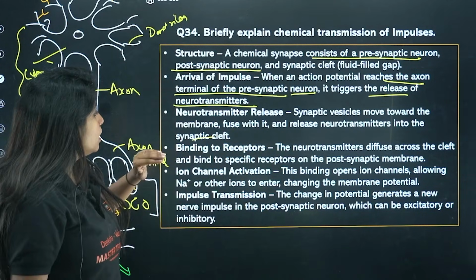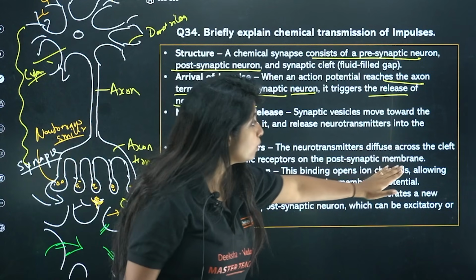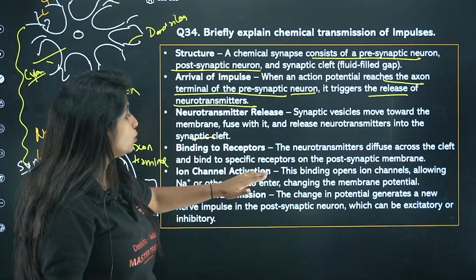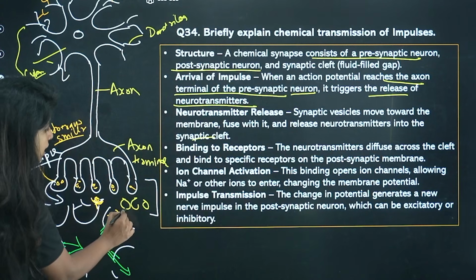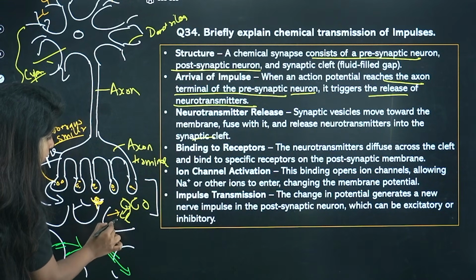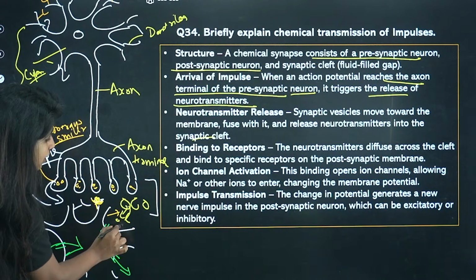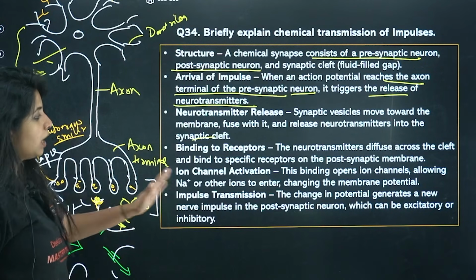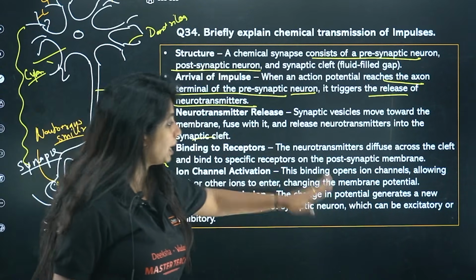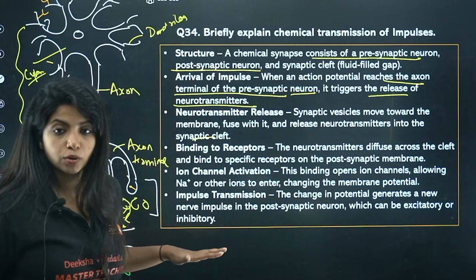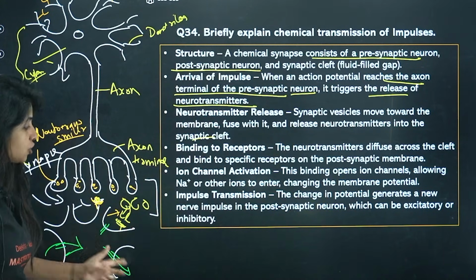Okay, now binding to receptors. The neurotransmitters diffuse across the cleft and bind to the specific receptors on the postsynaptic membrane. So in the postsynaptic membrane, the neurotransmitters which are released are going to bind to the receptors on the dendrites. Now this binding opens the ion channels, allowing Na, that is sodium, and other ions to enter, changing the membrane potential. That is going to be changed. As I told you, when it binds, the ion channels are going to open up.